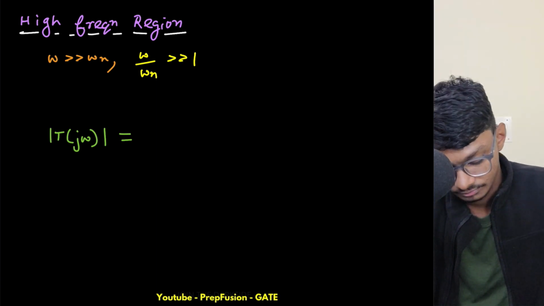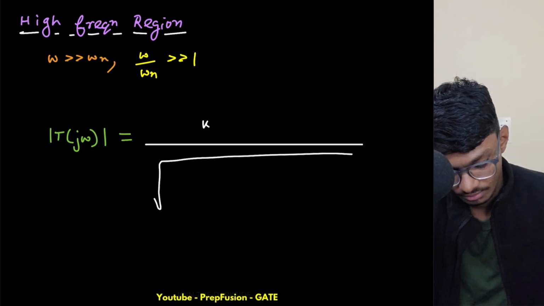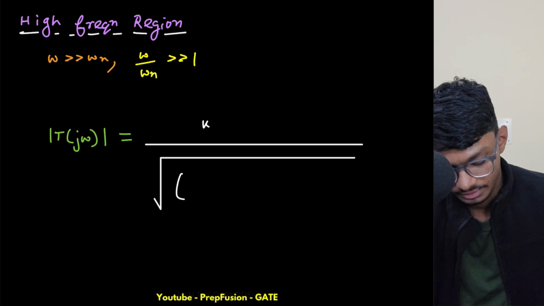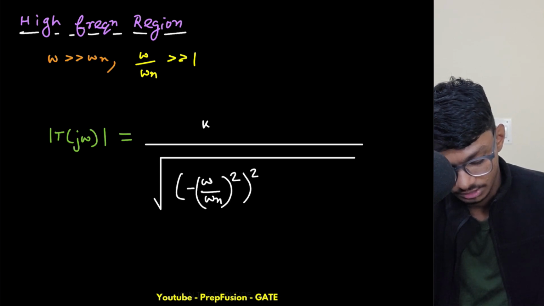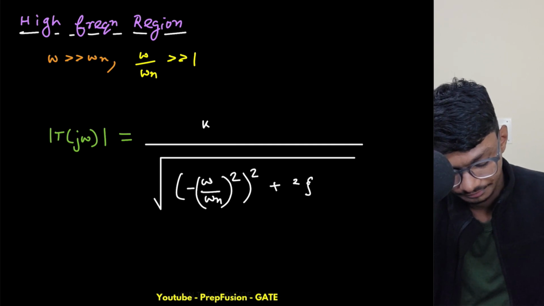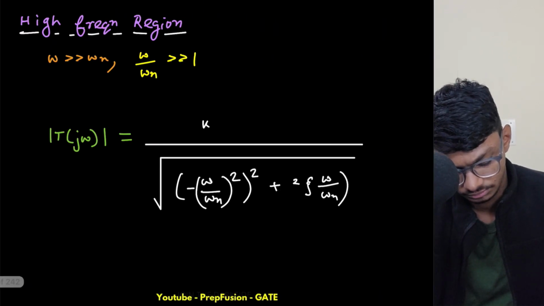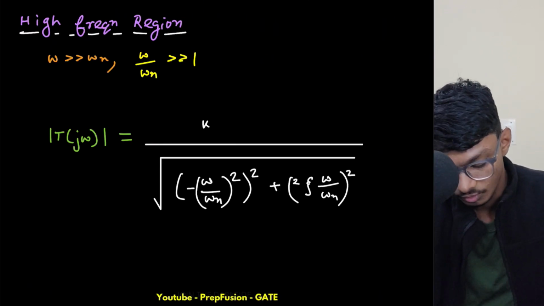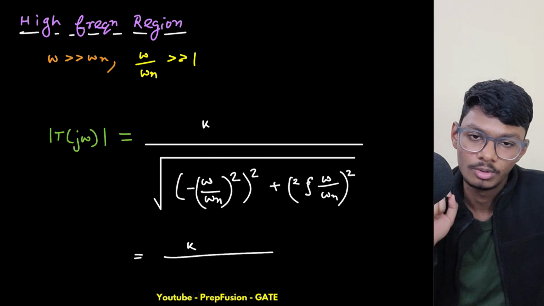Obviously k will be at the numerator. We are left with 1, which will get ignored, and omega by omega n whole square, taking the whole square again, plus 2 zeta omega by omega n whole square. So this one becomes k by omega by omega n to the power 4.